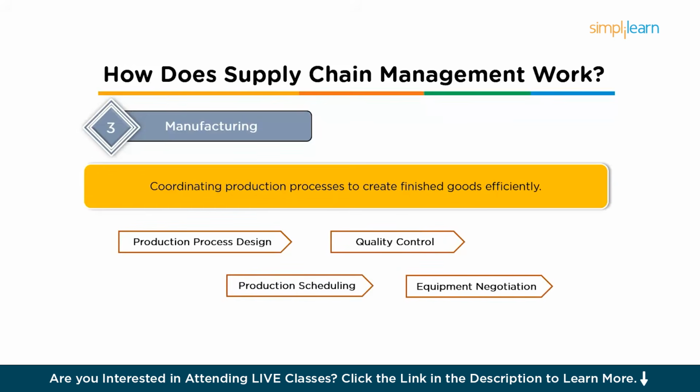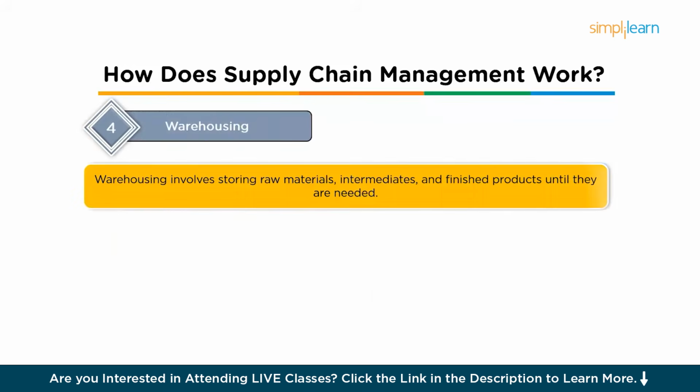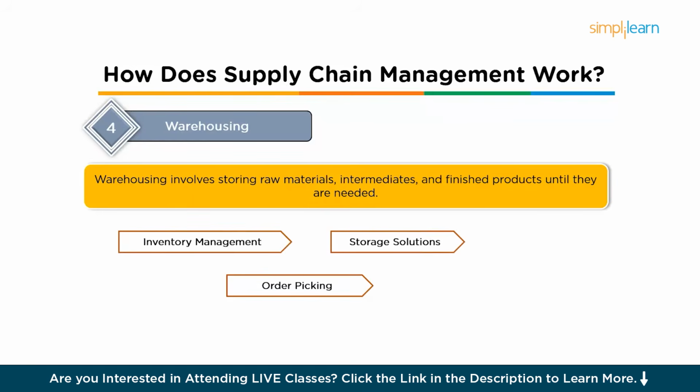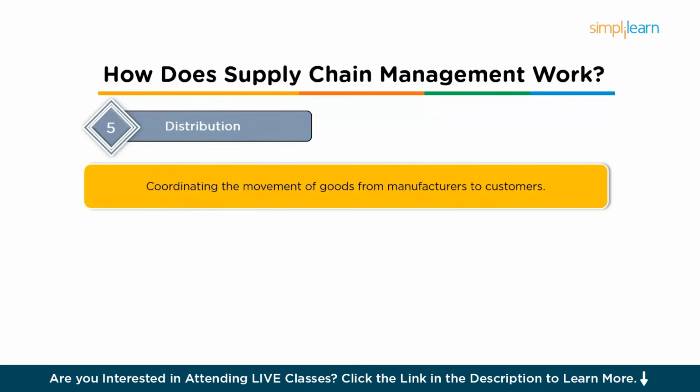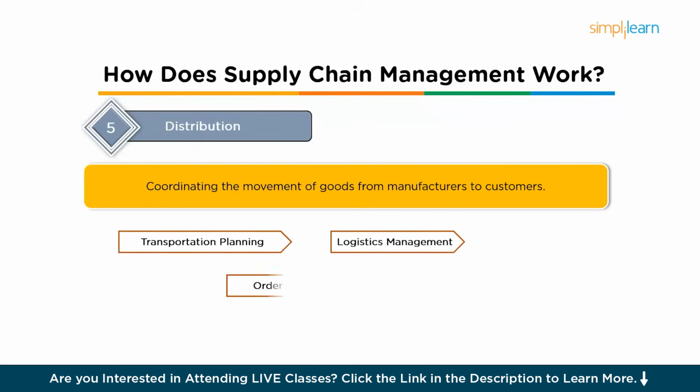After manufacturing, then comes warehousing. Warehousing involves storing raw materials, intermediates, and finished goods until they are needed. Efficient warehousing is crucial for maintaining inventory levels and ensuring timely delivery. Key activities are inventory management, storage solutions, order picking, and packing. Then comes distribution. Coordinating the movement of goods from manufacturers to the customer is known as distribution. Key activities are transportation planning, logistics management, order fulfillment, and delivery scheduling.